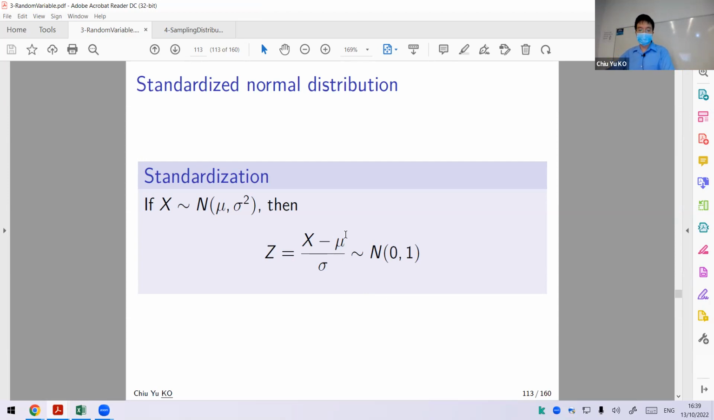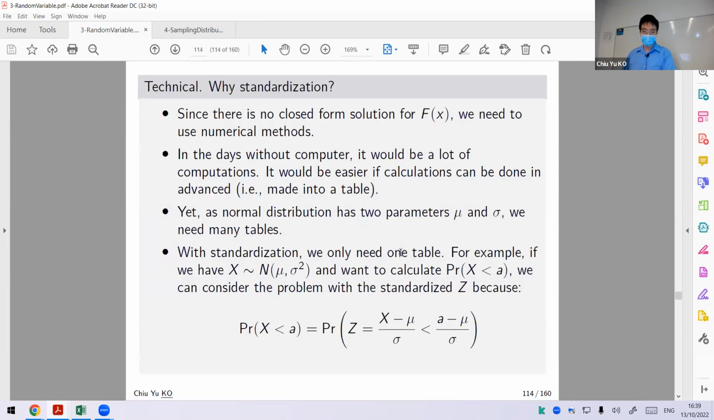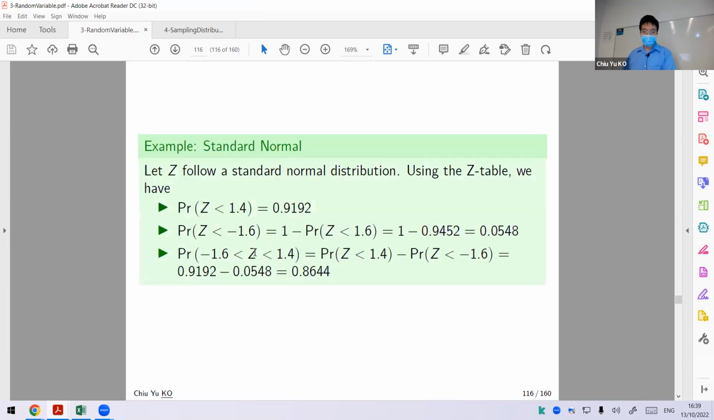F of Z is something we know very well how to handle, because we just need a single table. There are actually two versions of the Z table, one for positive values and one for negative values, and they're the same because of symmetry. So you just need to use one of the tables for our purposes. These are examples you should know, and you will probably be doing them when I assign the next assignment.